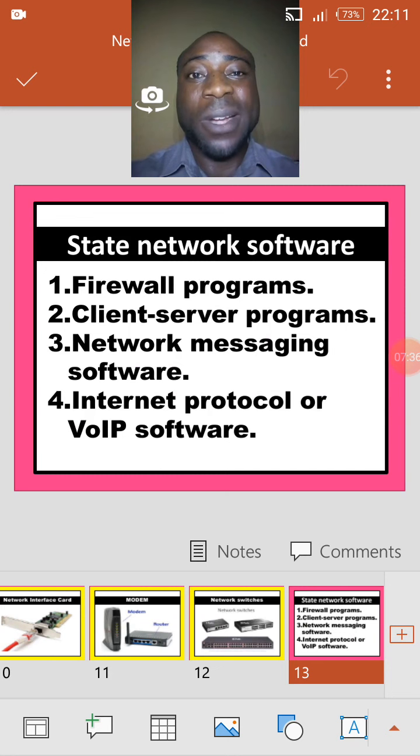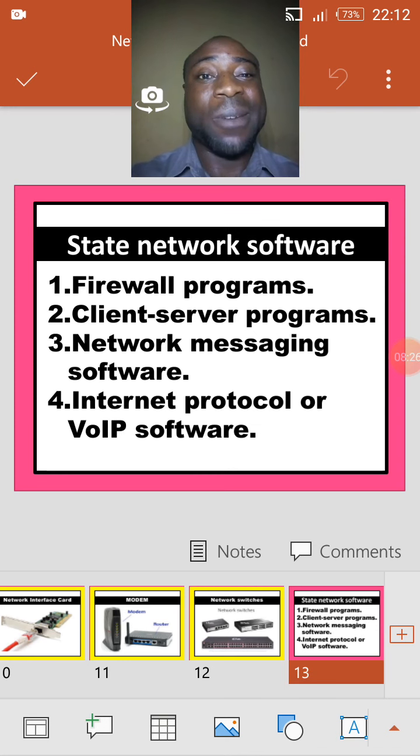Now the last thing I would like us to look at today is called the network software. We have 4 that we are going to mention today. The first one, firewall programs. The second one, client server programs. Then the third one, network messaging software. Then the fourth one, internet protocol or VoIP software, that is voice over internet protocol. Alright, now what do we use firewall programs for? They are the programs that help us to prevent unwanted programs from running on our network. Alright, then we also have client server programs which connect your computer to a server.